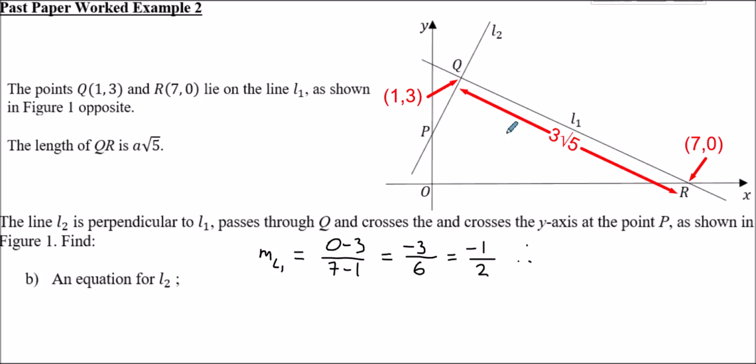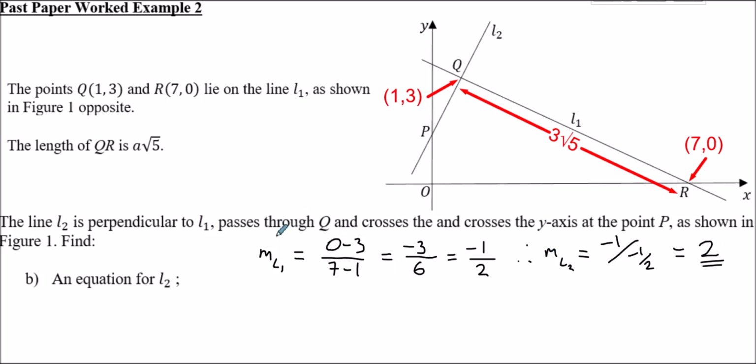So therefore, because L2 is perpendicular to L1, the gradient of L2 is going to be the negative reciprocal, minus 1 over the gradient of L1. So it's going to be minus 1 over minus a half. The minuses will effectively cancel. So we get 1 divided by a half, which is 2. So we know the gradient of L2 is 2.